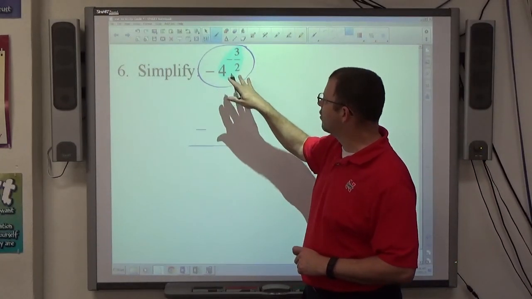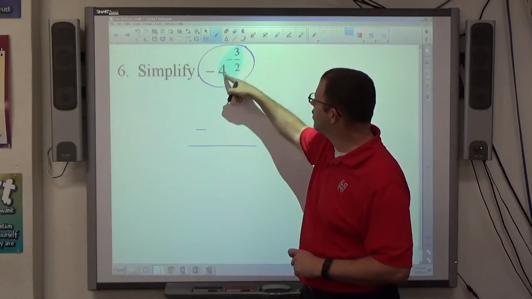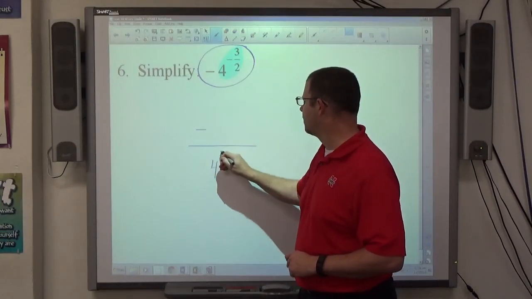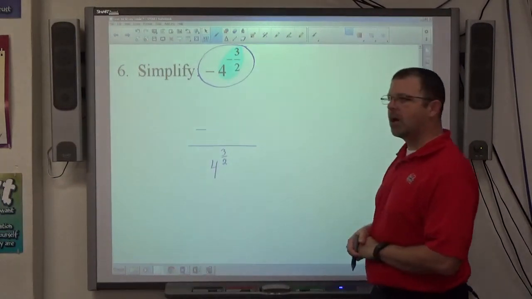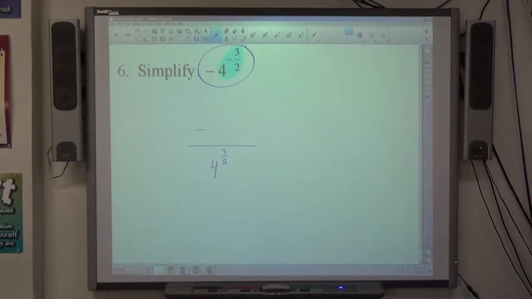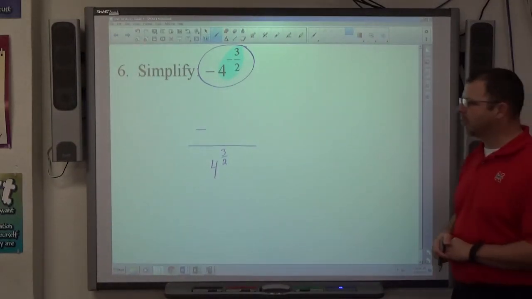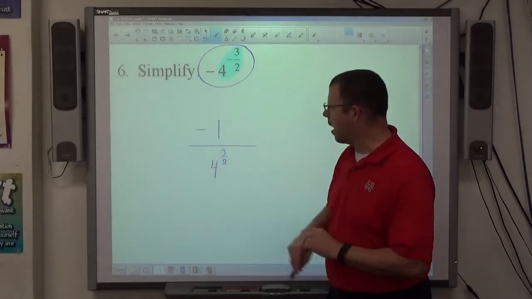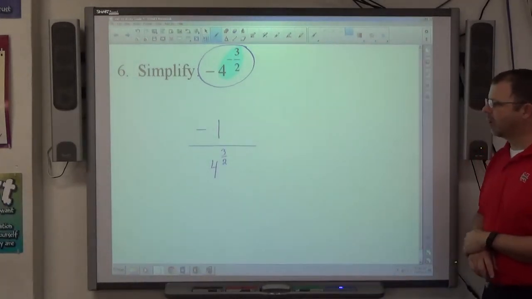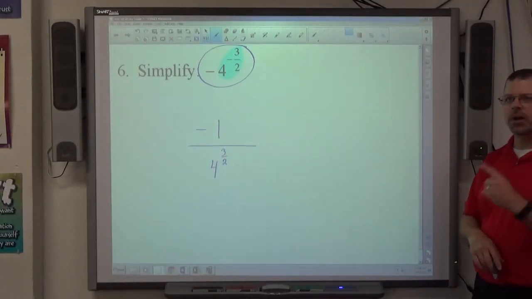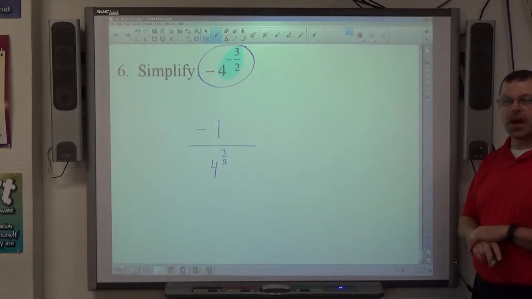Everything, it's a whole number structure, so that's everything in the numerator. All this stuff highlighted belongs in the denominator. Once it goes where it belongs, the negative power switches to a positive power. I can't have a fraction with no numerator, so I'm going to put a 1 on top just to have a numerator. So negative 1 over 4 to the 3 halves power. That's job 1, fix the power sign.